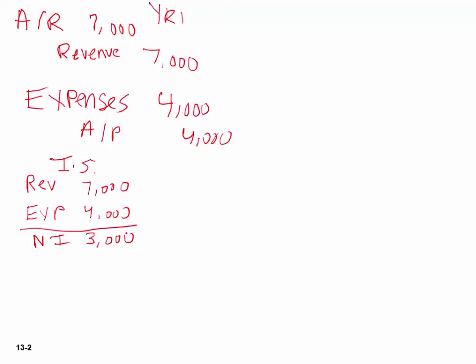How about the balance sheet? Assets. Do I have any assets? I got accounts receivable good for what, 7,000? Okay. Any other balance sheet items? I have a liability of accounts payable good for what? 4,000.